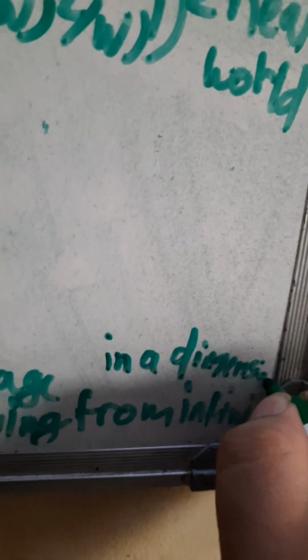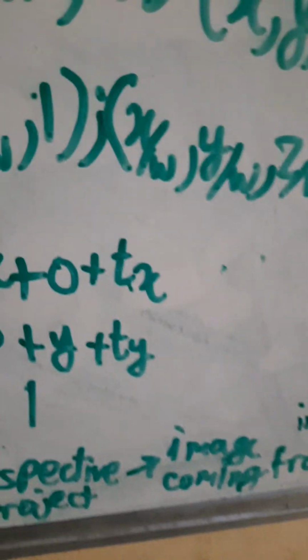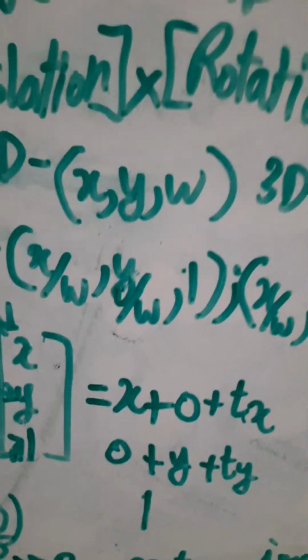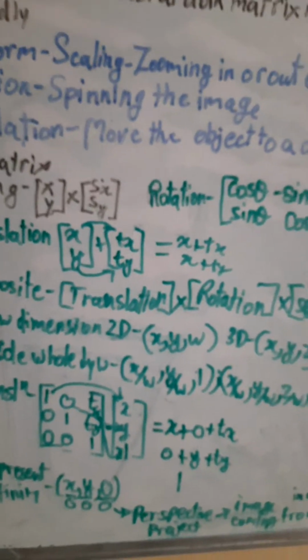So I have solved this problem by adding a dimension. That's how you solve the problem, by adding a dimension. That's what homogeneous coordinates do.